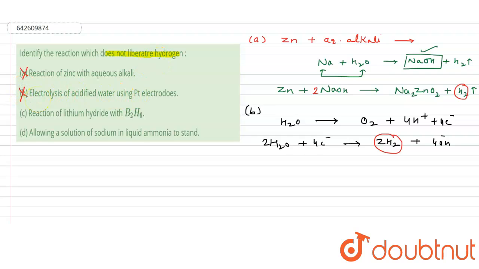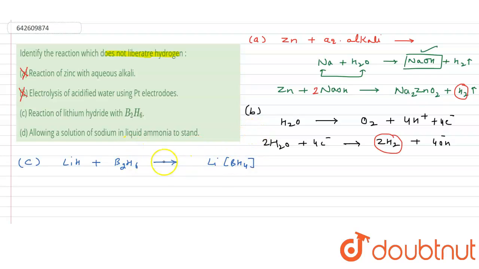Now if we talk about option C, it is talking about the reaction of lithium hydride with B2H6. So this is lithium hydride, and it is treated with B2H6, which is diborane. From here we get lithium plus and hydride minus, that means the hydride comes from here, and there is a formation of this compound, LiBH4.